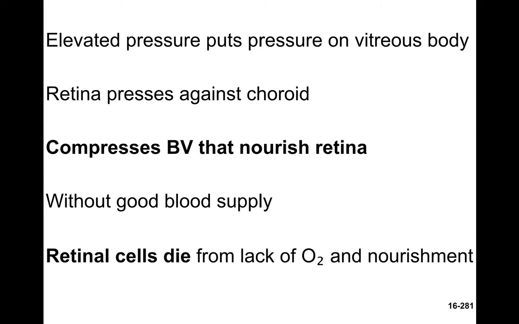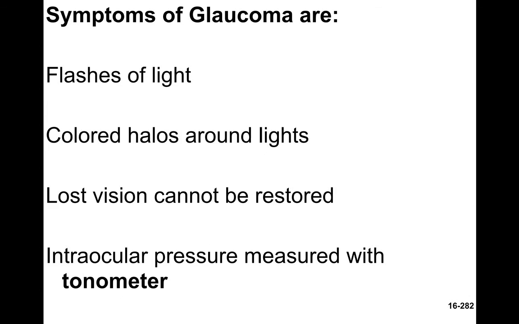That elevated pressure and the buildup of the fluid puts pressure on the vitreous body. So the retina presses hard against the choroid, compressing the blood vessels. And without good blood supply, those retinal cells could die from lack of oxygen and nourishment.